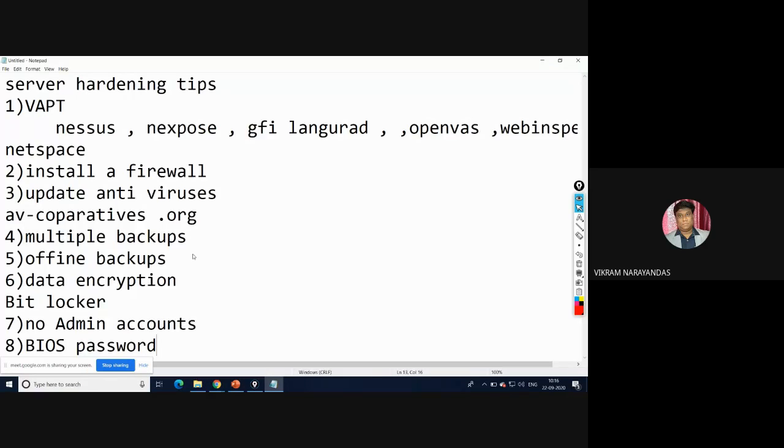So these are some of the server hardening techniques or tips to keep your server very secure. For this purpose, you must follow these rules. And you can do VAPT, vulnerability assessment and penetration testing, regularly.